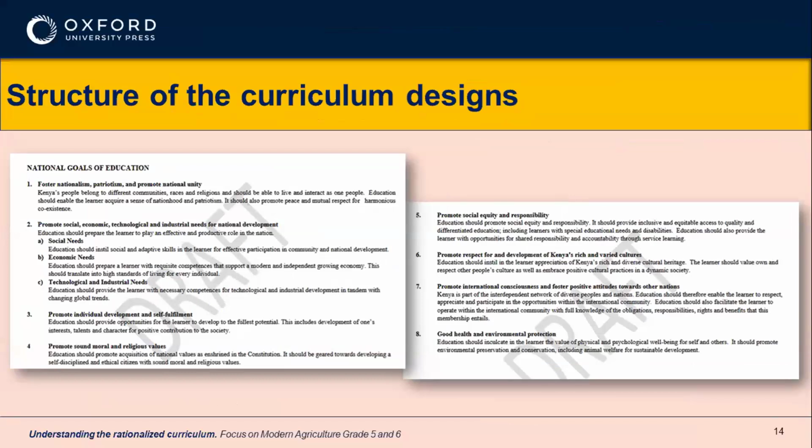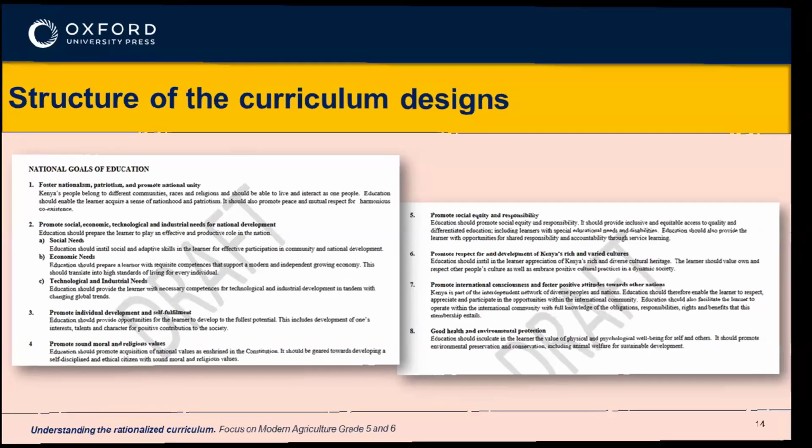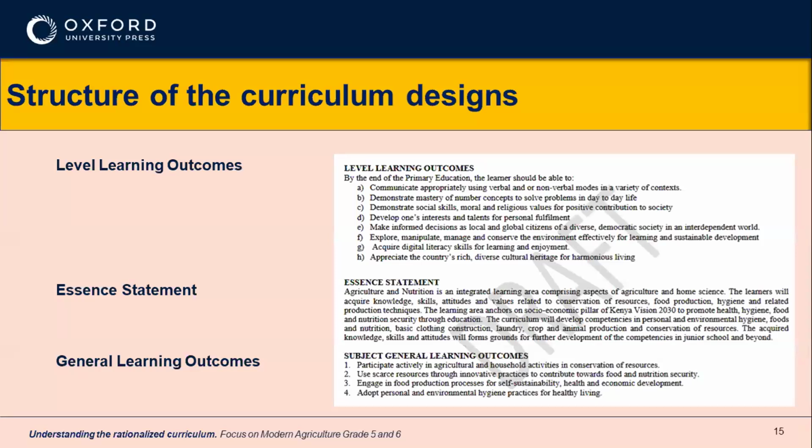Of course, focusing on the social needs, economic needs, and technological needs of the education. In this case, focusing on the learner, because they're our future. Of course, there are 8. I will not go through all of them, but that's the first part of the curriculum design, which actually addresses the needs of the country, because it's from the needs of the country that the curriculum was designed.